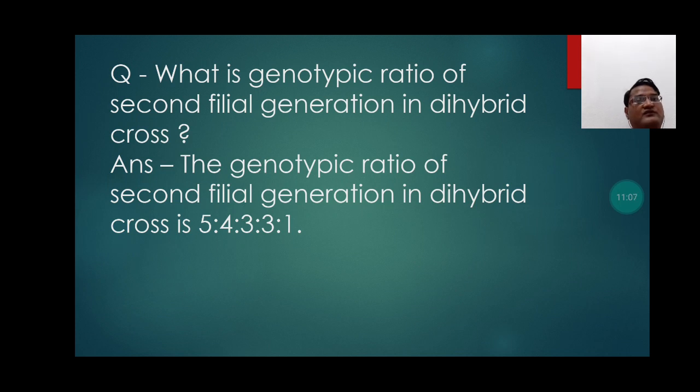Students, now let's discuss an important question. What is the genotypic ratio of second filial generation in dihybrid cross? The genotypic ratio of second filial generation in dihybrid cross is 1:2:1:2:4:2:1:2:1. Thank you, students.